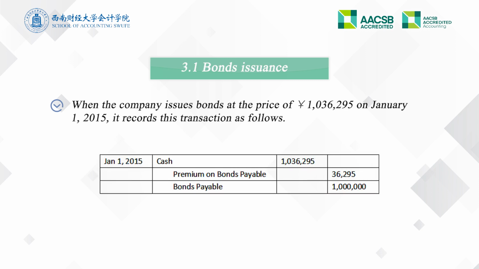January 1st, 2015. Debit cash 1,036,295 yuan. Credit premium on bonds payable 36,295 yuan. Credit bonds payable 1 million yuan.